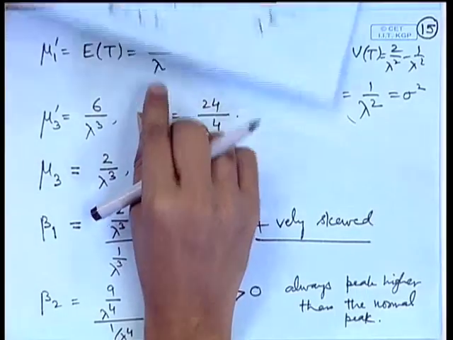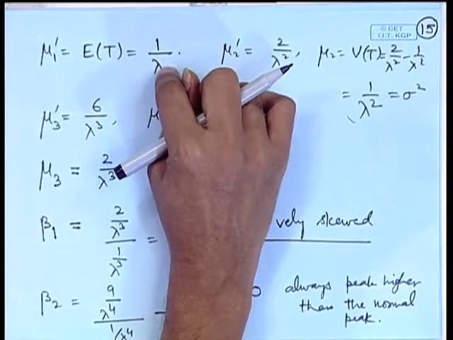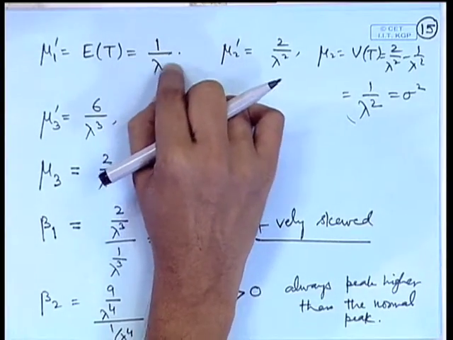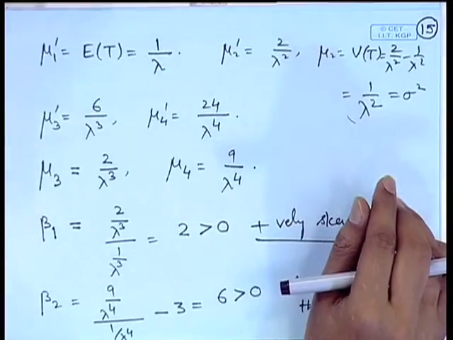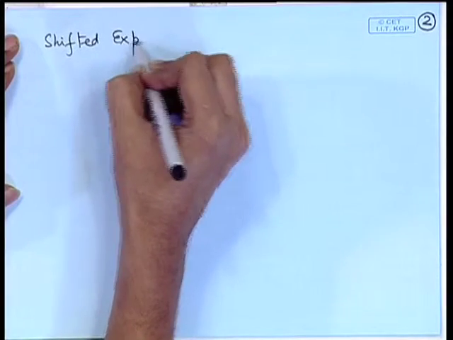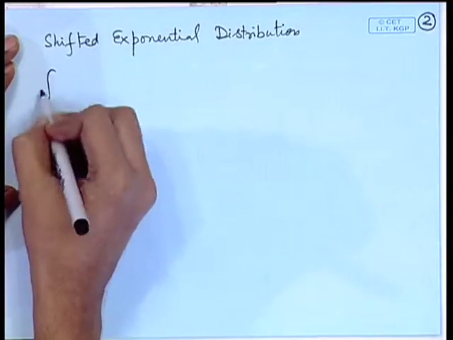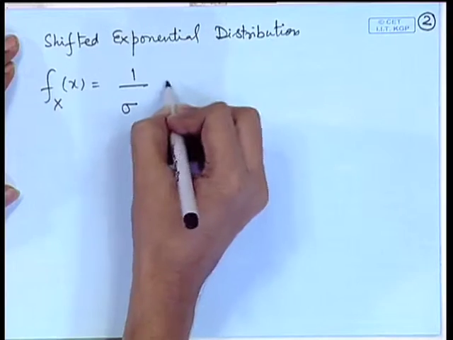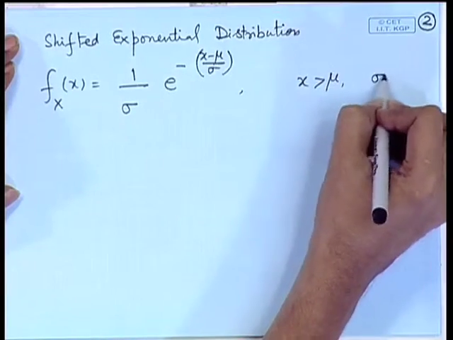Another thing we notice here is that when we consider the form lambda e to the power minus lambda t, where lambda was the rate of the Poisson distribution, then the mean of this turns out to be 1 by lambda. Since there is a single parameter, if we write 1 by lambda as sigma, then this becomes 1 by sigma e to the power minus t by sigma. So, in the popular form with the shifted origin, we call it the shifted exponential distribution. The density we can write as 1 by sigma e to the power minus x minus mu by sigma, where x is greater than mu and of course sigma is positive.